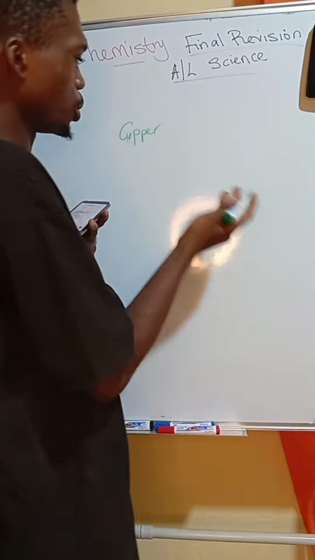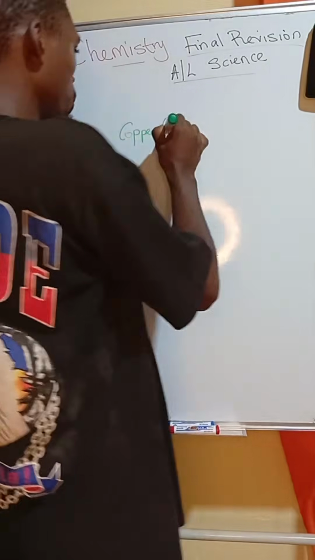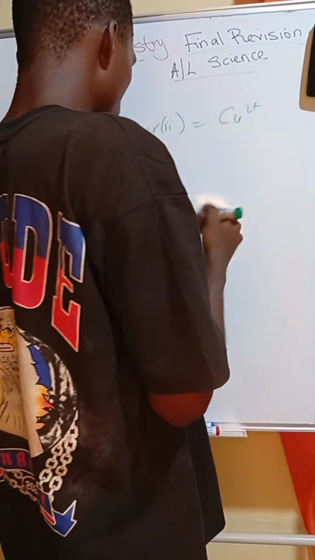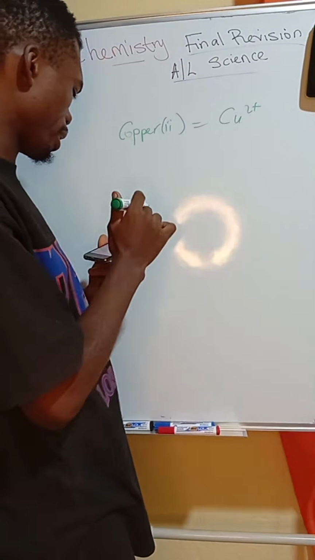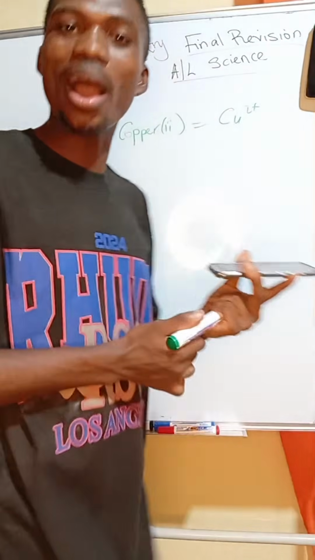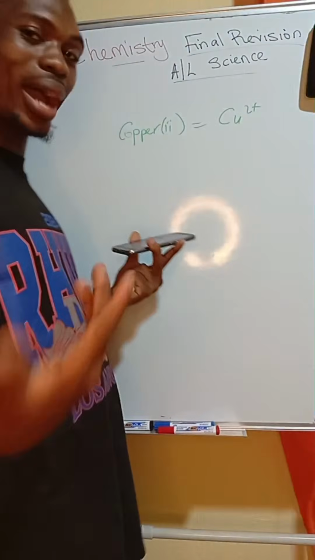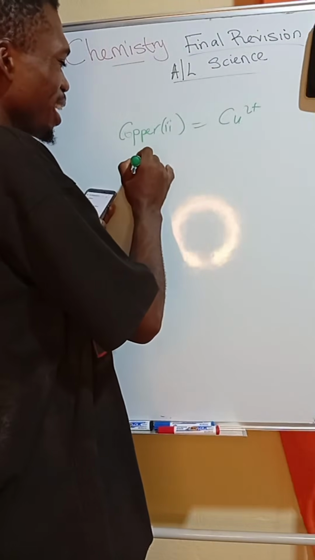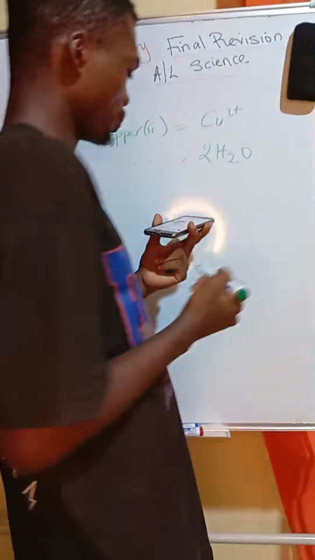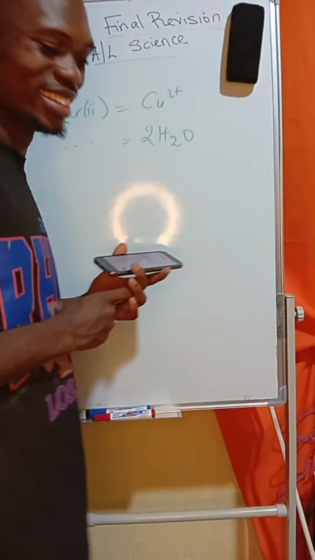Copper 2. Cu is the symbol. Copper 2 is written as Cu 2+. Then you have also heard in the name, they have said diaqua. Aqua means water, so diaqua means 2 water. When you hear diaqua, it means 2H2O. People only know how to watch Aquaman, but when you hear aqua in a book, you don't know.